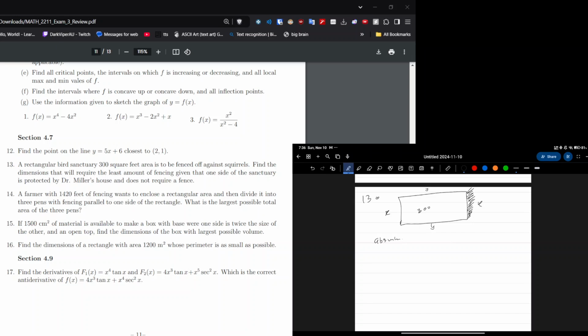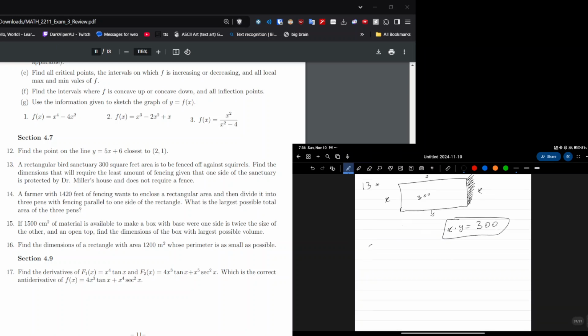Let's make the length x and the width y. Now, area is x times y, length times width, which is 300. This is my bridging relation, the one relation that relates both of my variables. Now, I have to find the absolute minimum of perimeter. What is the formula of perimeter? Over here, it would be modified because one of the sides is already taken by Dr. Miller's house, so it would be x plus y plus y. This is the perimeter, the total length of the fencing.